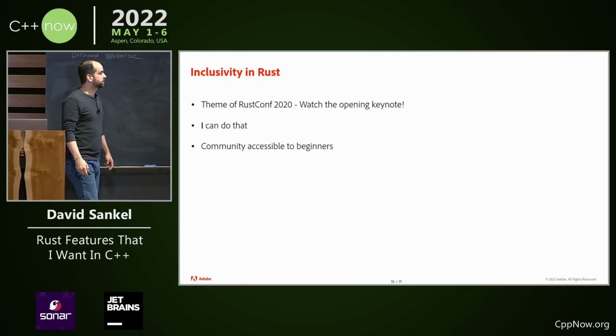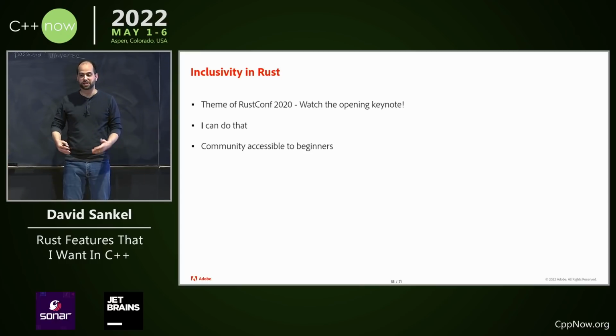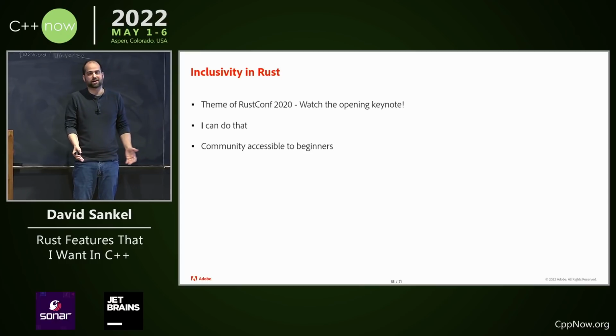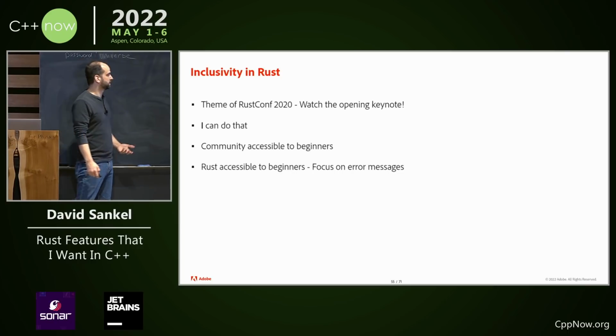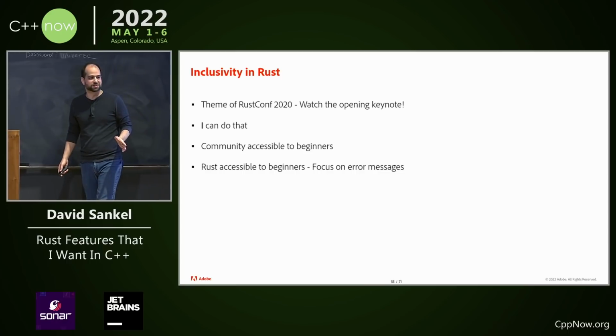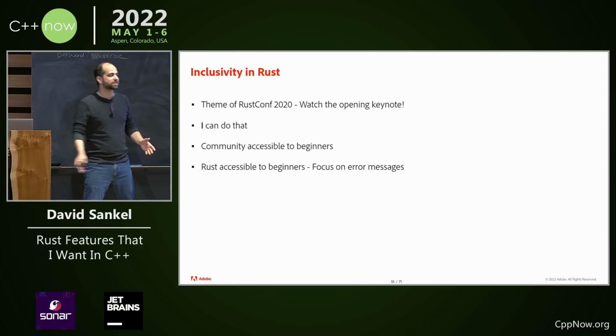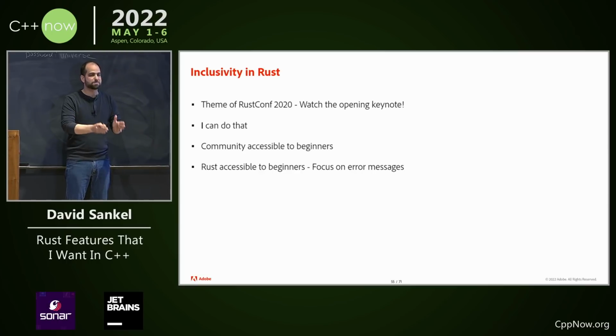They want a community which is accessible to beginners. They don't want to have a place where if you're a beginner, you're going to feel out of place. You're going to be like, well, this is clearly for experts. I don't belong here. They want the community to be accessible to beginners. And they want Rust accessible to beginners too. Not just the community, but the actual language and all the tooling and everything around it. So they had this big focus on error messages for a few years, where they looked at every single error message that came out of the compiler, and they said, how do we make this error message absolutely awesome?